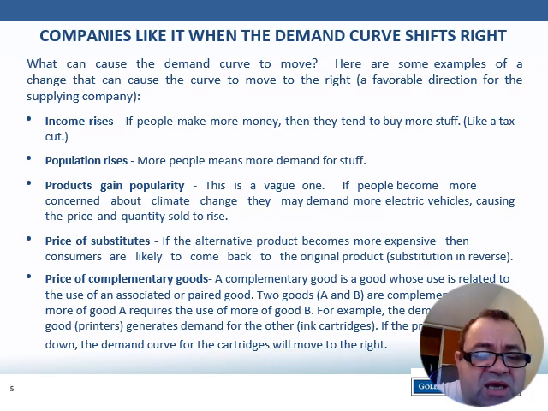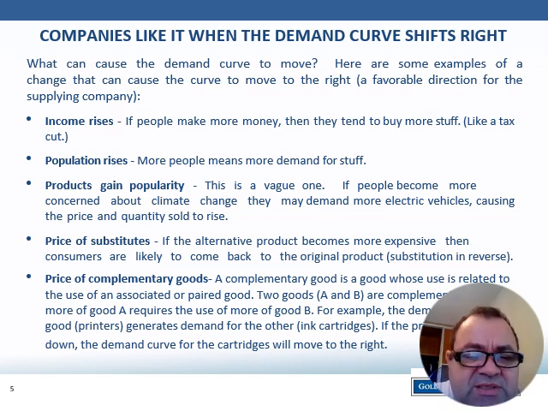As we mentioned, income increases will cause the demand curve to shift towards the right. People will make more money, they tend to buy more stuff. As a result, demand will increase, and the entire curve will shift towards the right. With population increases, there will be more people, which means there will be more demand. As a result, the demand curve will shift right.